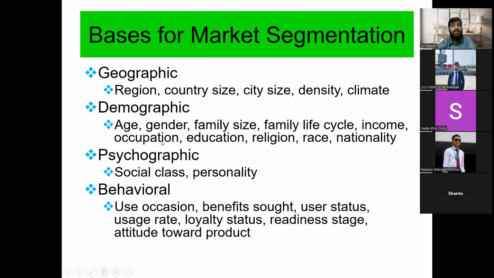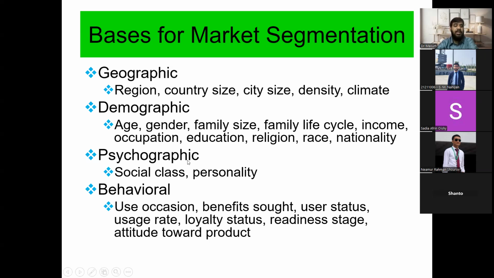So you have to think about market segmentation: geographic, demographic, psychographic, behavioral. Geographic: region, country size, city size, density, climate. Demographic: age, gender, family size, family life cycle, income, occupation, education, religion, race, nationality. Say you will produce a product only for Bangladeshi people. That is national segmentation.